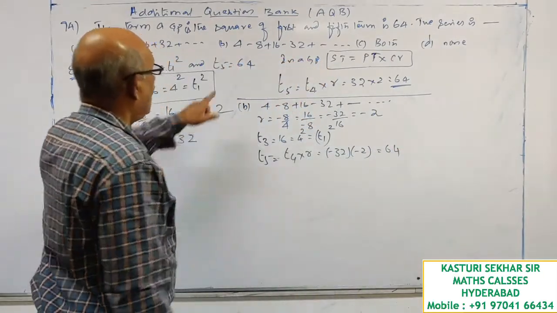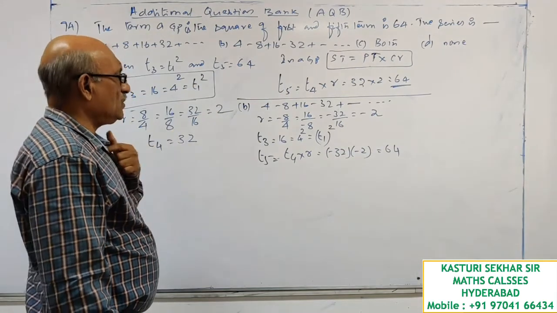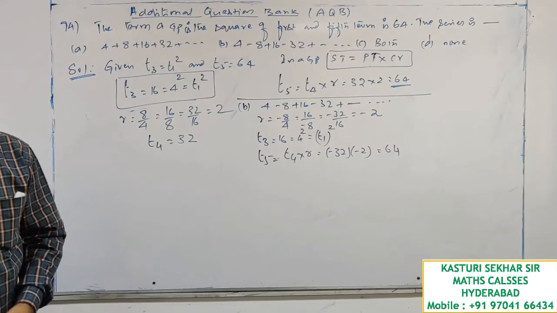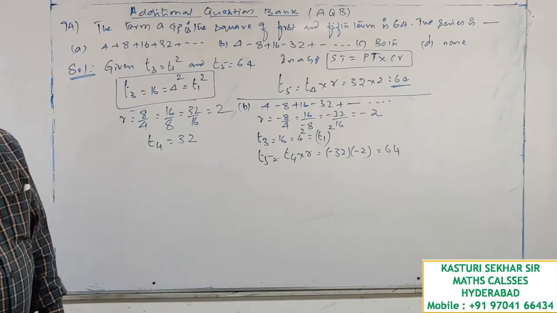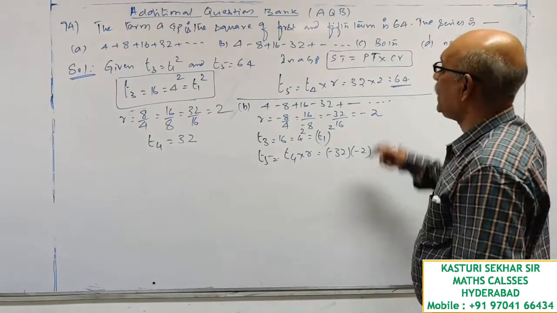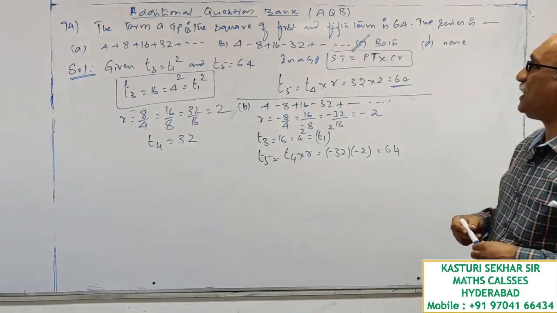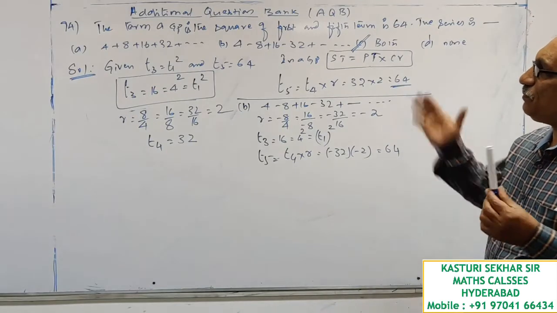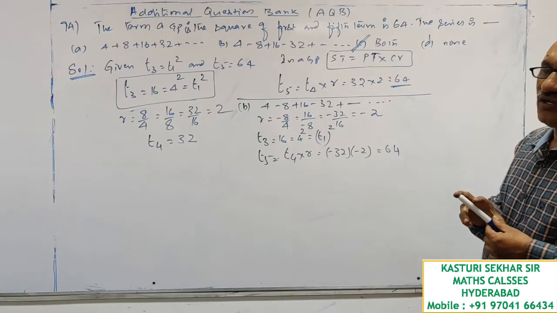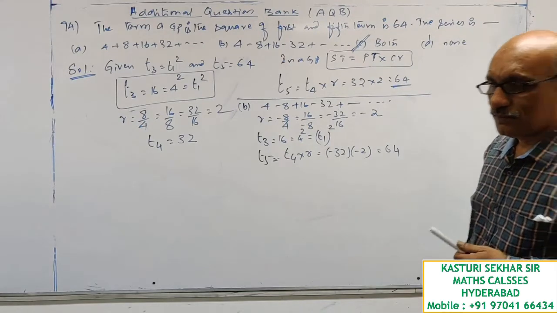Given in the question, T5 is equal to 64. So option B also satisfied all the conditions given in the question. Option A as well as option B both are answers to the given question. So option C is the right choice for us. So you have to select option C.